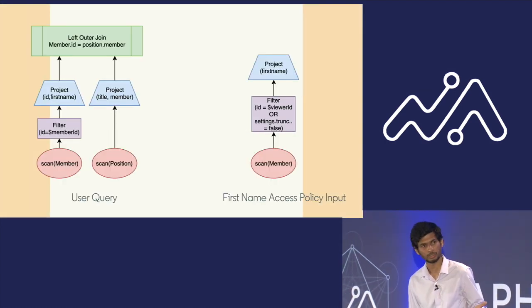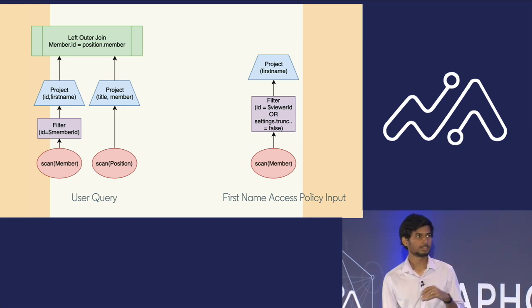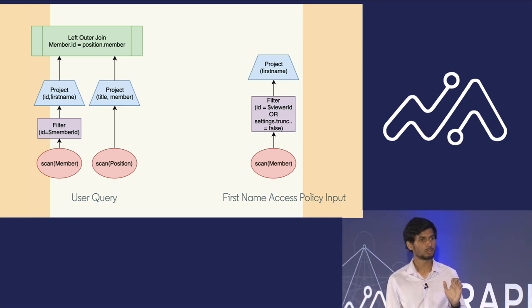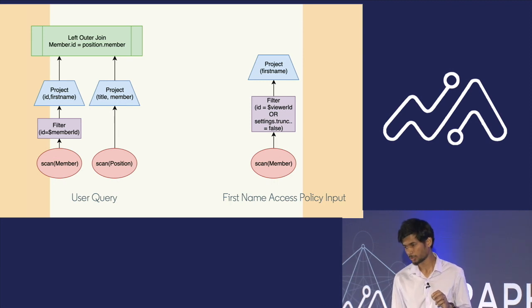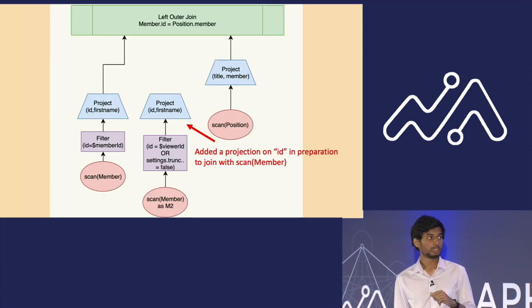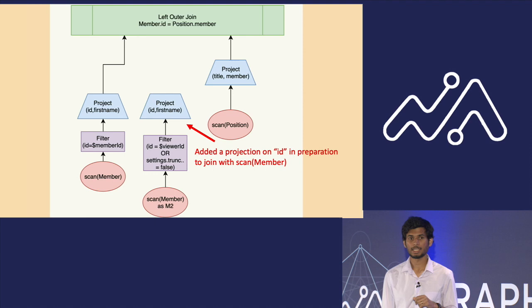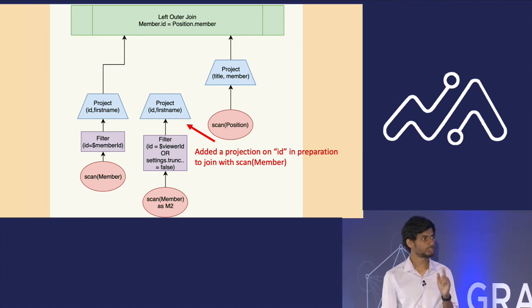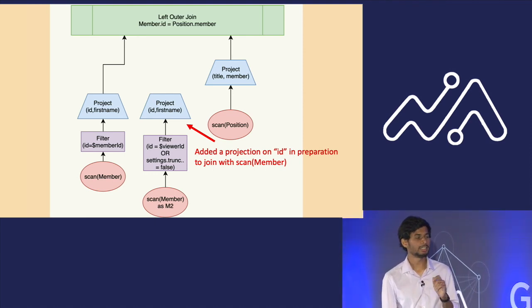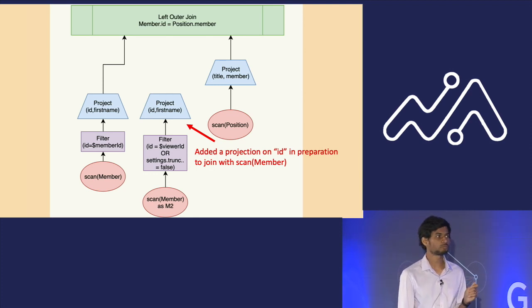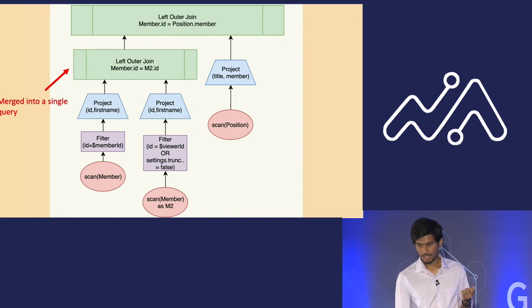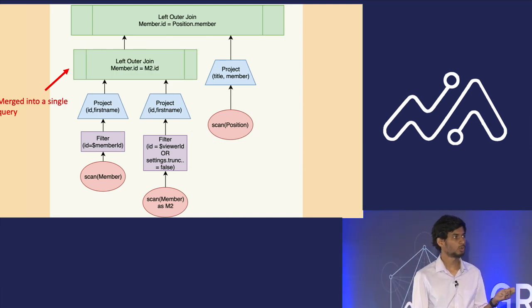So here's what we start with. These queries are unchanged. On the left is the user query. On the right is the data access policy. We want to put them together. The first thing that happens is the data access policy gets an extra projection. It didn't have an ID projection, but we just put in one because we want to join it with the scan of member that already exists. And how does that work? We just do a left outer join.